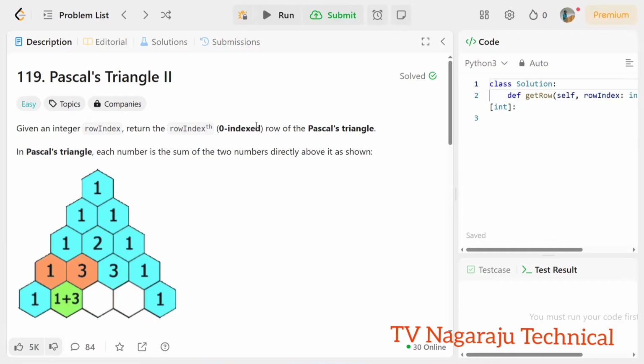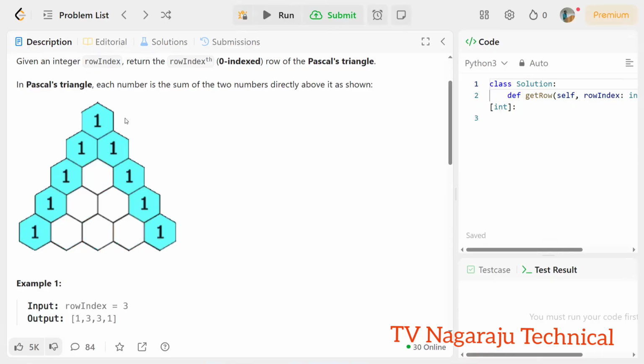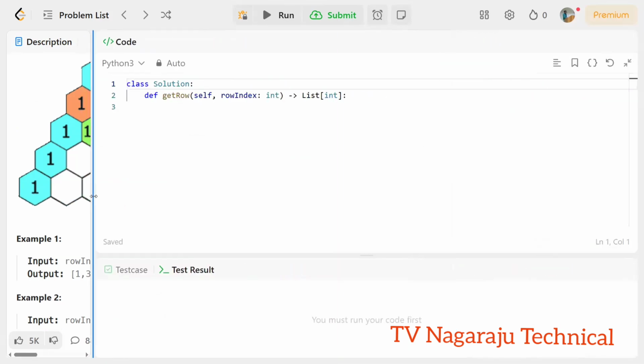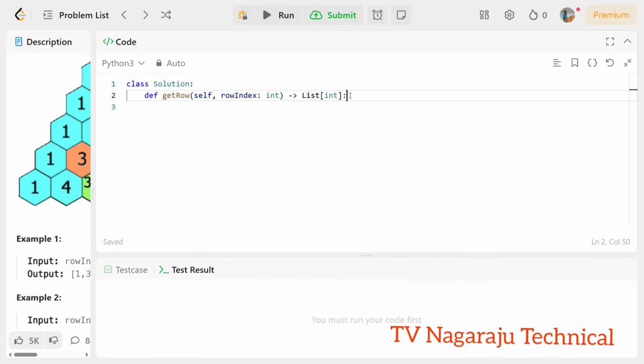And remember, the triangle starts from the 0th index: 0, 1, 2, 3, 4. Suppose the row index is 3, that is 0, 1, 2, 3, the output is simply 1, 3, 3, 1. Now you already know the procedure. How do we construct a Pascal triangle? Along with the construction, you are returning the corresponding index.